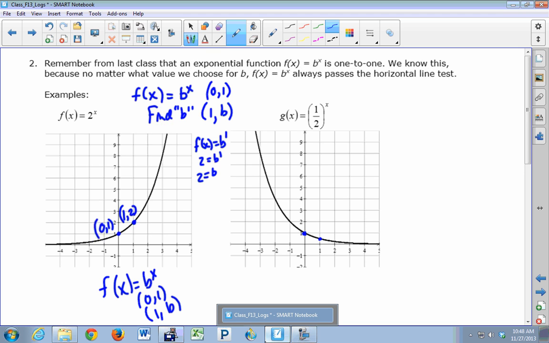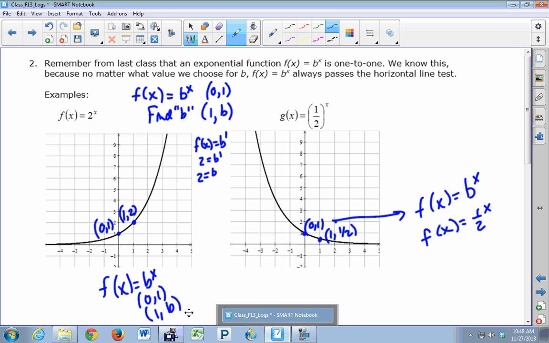So again, you look at this function, you see you got (0, 1), so you automatically know this has the form f of x equals b to the x. And then to find the value for b, you look right here, and it's (1, 1/2). So we know this is the function (1/2) to the x.